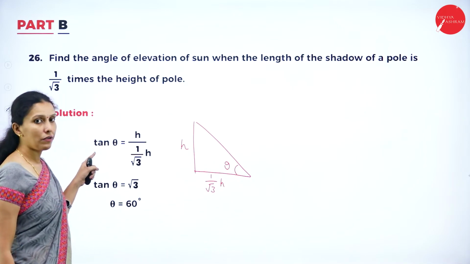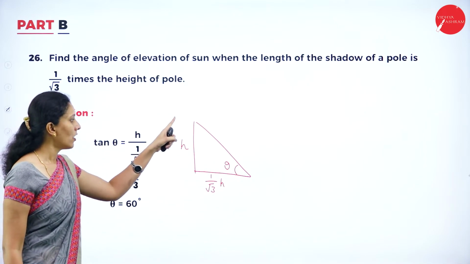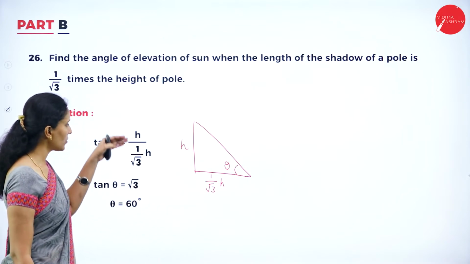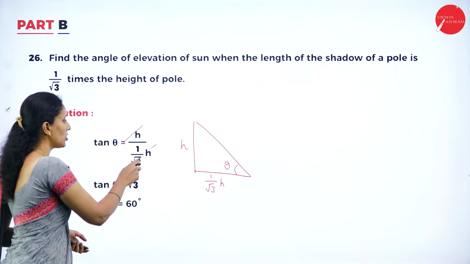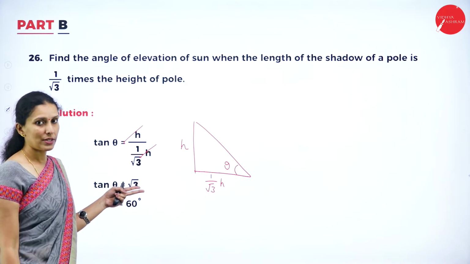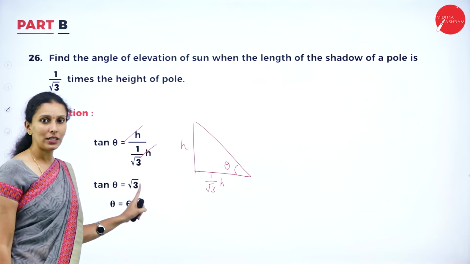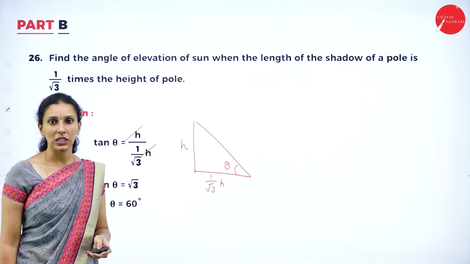So for that we will apply tan theta. It is opposite by adjacent, hence we get h by 1 by root 3, h gets cancelled, so it is the reciprocal, root 3. For tan theta equal to root 3, theta is equal to 60 degrees.